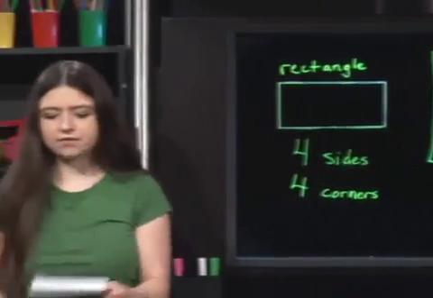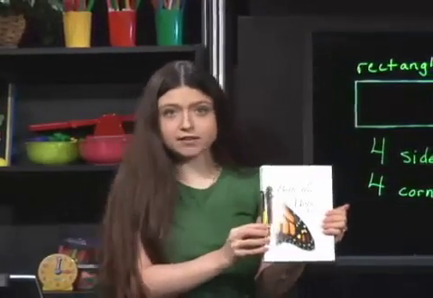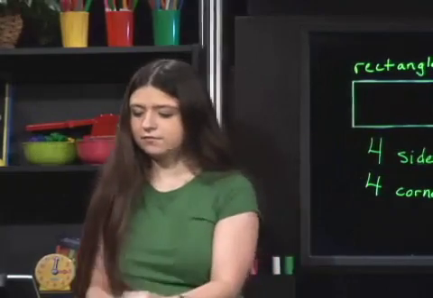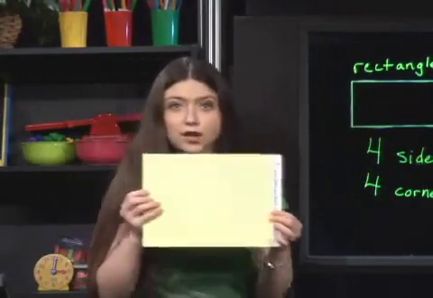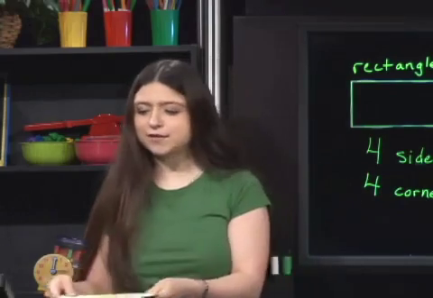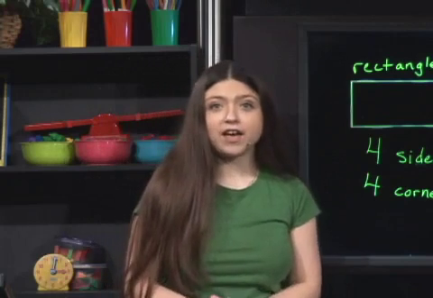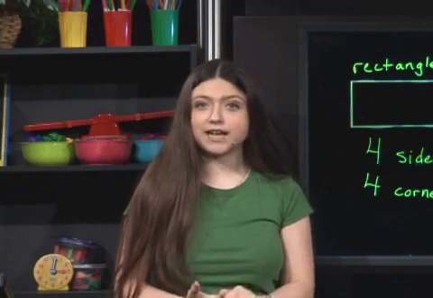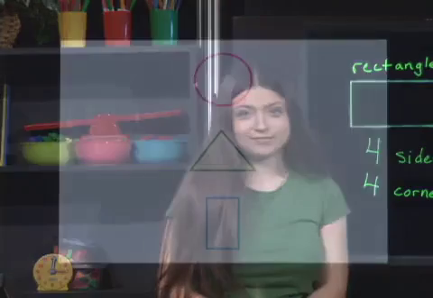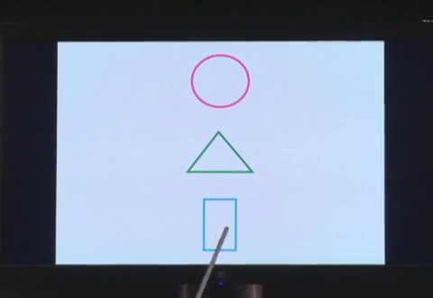Now we can also find objects that are shaped like a rectangle. For example, if you look at this book, it is the shape of a rectangle. And so is this notepad. So if you look around your house or your classroom, then you can find different objects that are shaped like rectangles.